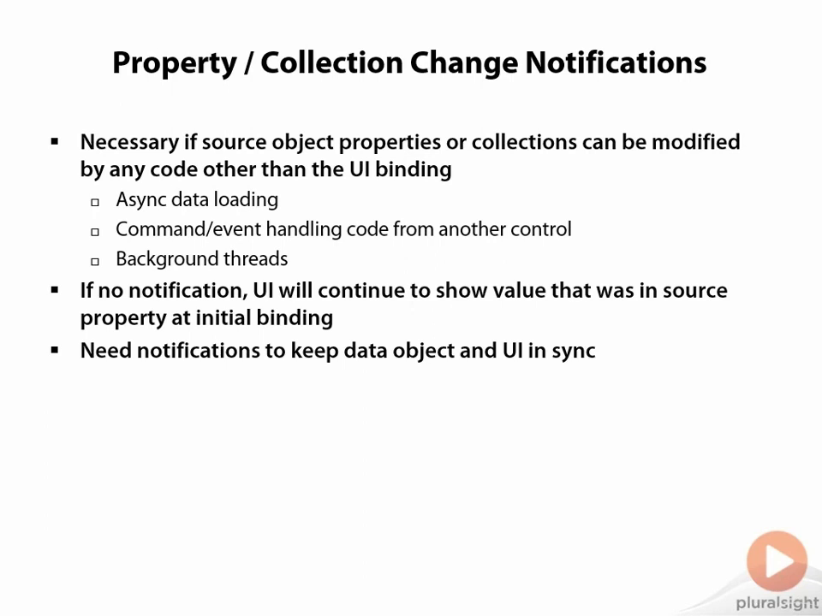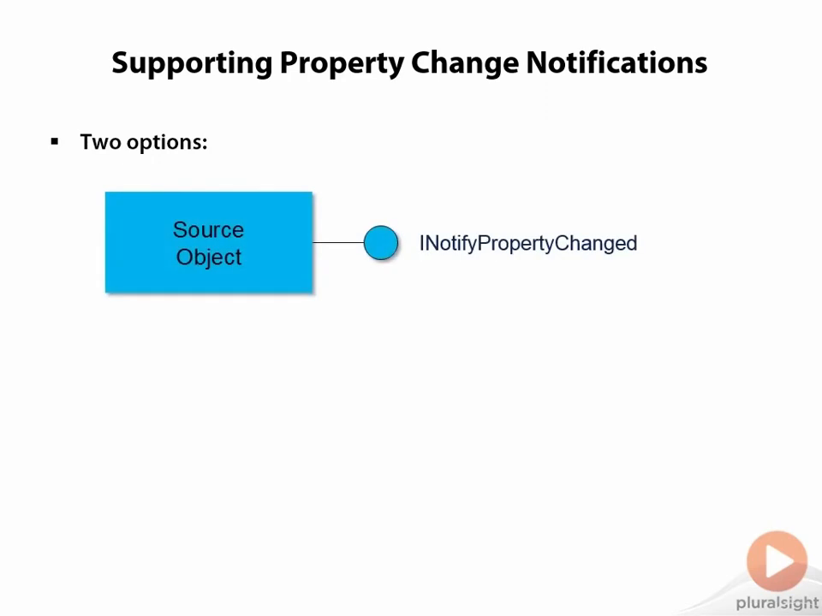So to keep that UI fresh and in sync with the data source object, the data source object has to raise change notifications to tell the binding in the UI, hey, come and read my value again because it's changed. Now, when it comes to supporting property level change notifications, you really have two options. The first is to support the INotifyPropertyChanged interface, which I'll often call INPC for short, based on the capitals in that name. INotifyPropertyChanged is a simple interface with a single member on it called PropertyChanged, an event that you're supposed to raise whenever the properties on your object change.